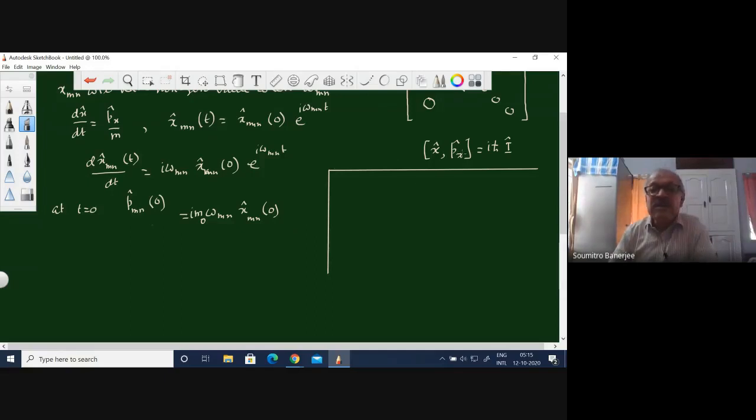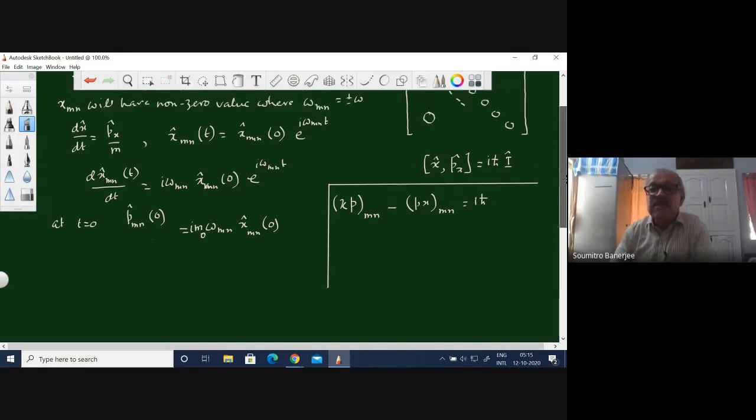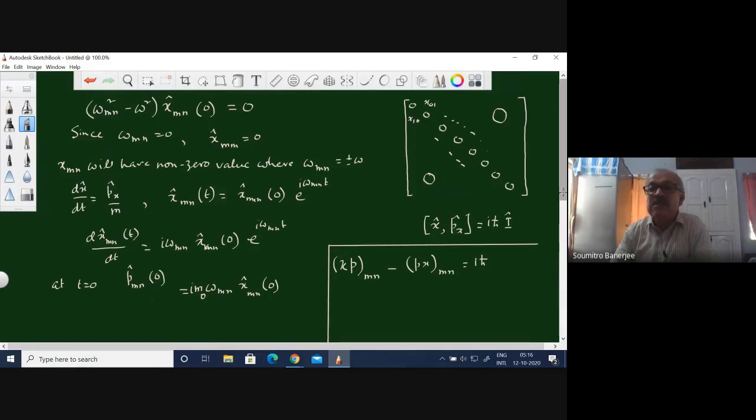So this implies that xp, this multiplication at the mth position, x and p matrices multiplied, their mth position minus px, its mth position, should give rise to iħ. And from the structure of the matrix, it will look like this.